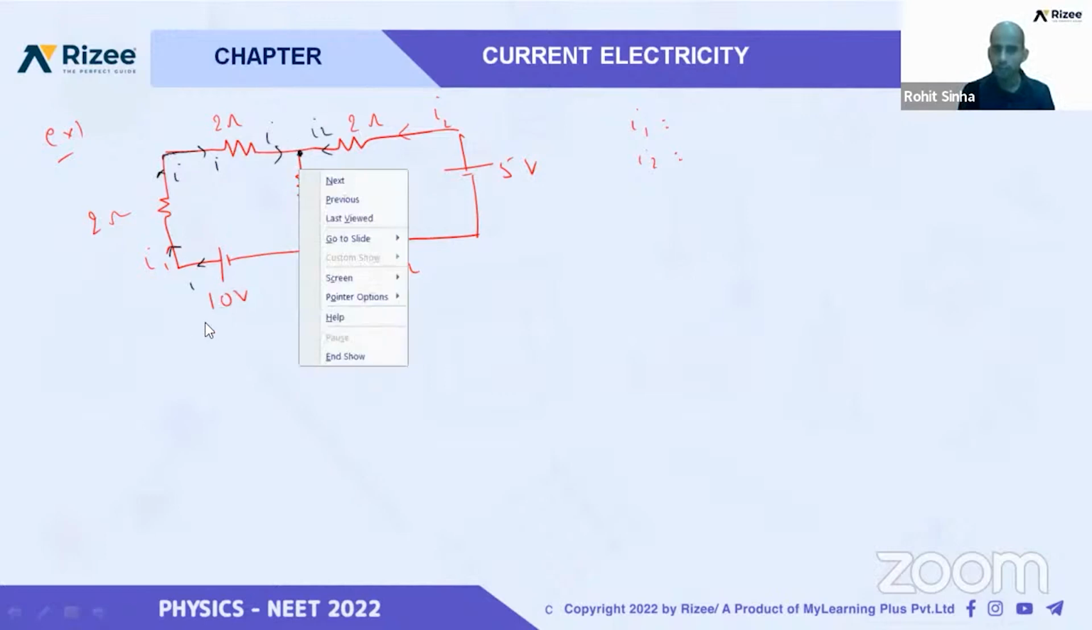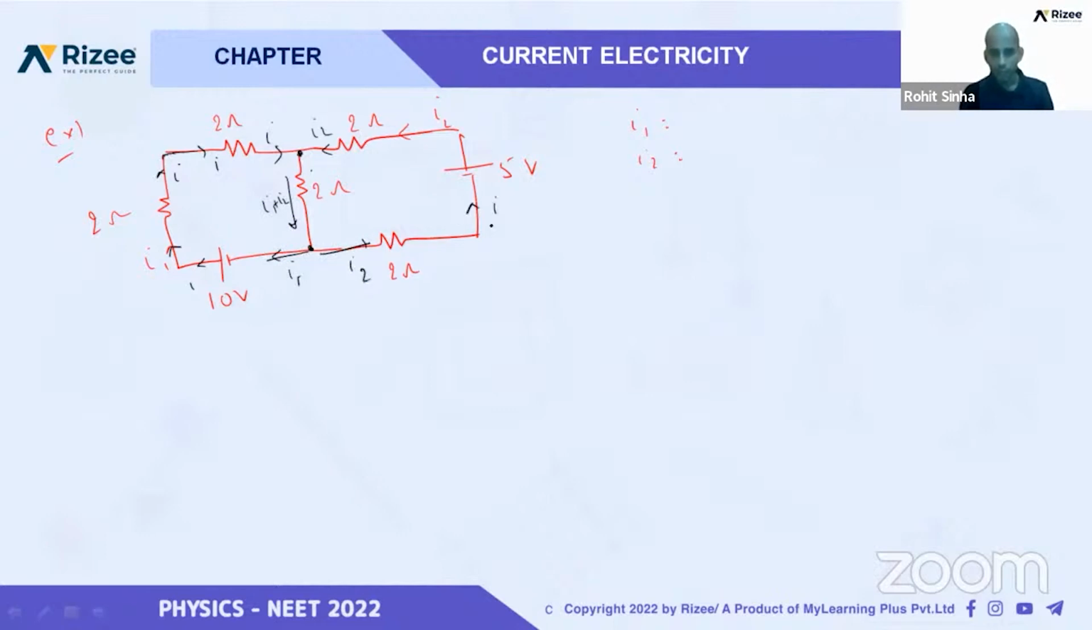How? By KCL. We know by Kirchhoff's current law, at a junction, incoming current will be equal to outgoing current, and the outgoing current is I1 plus I2. Now, at this point, I1 plus I2 comes, and the corresponding current will go to the corresponding source. So I1 will go this side at this point, and I2 will go to this point. And they will terminate at the negative or low potential of their source. Now the current distribution we have done.